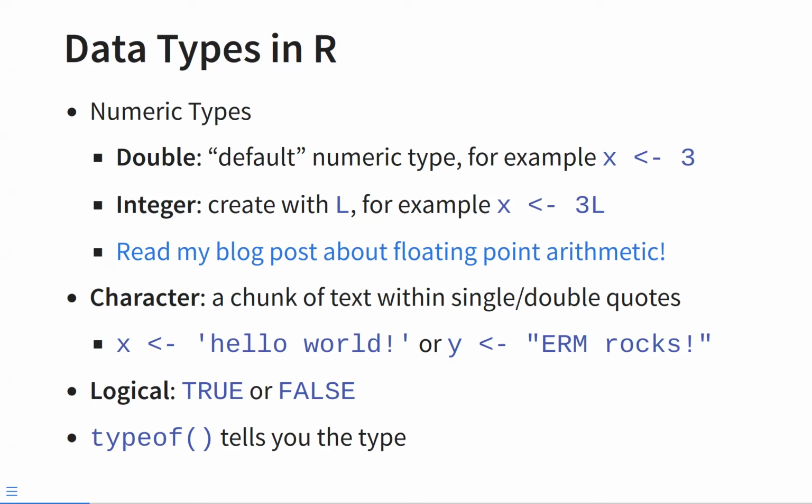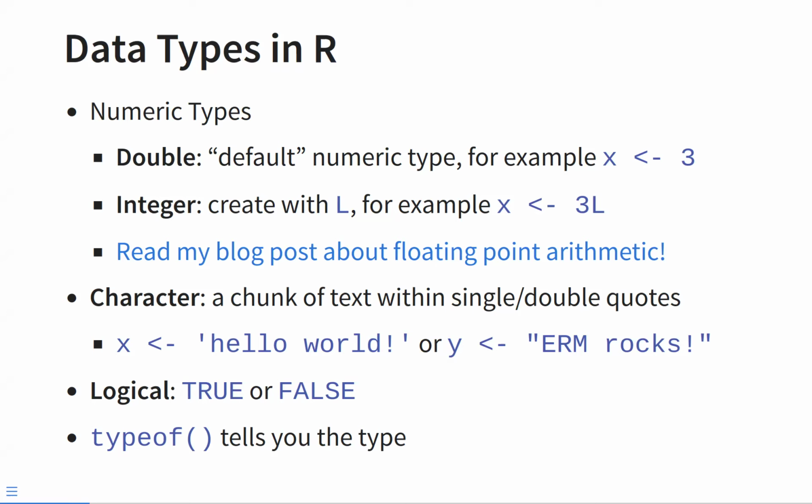The next type we need to think about is character type. This is a chunk of text stored within single or double quotes. So here we have x gets "hello world" or y gets "R rocks". Either single or double quotes work, although there are some situations in which you can get into trouble with single quotes that you'll see in some examples later on.